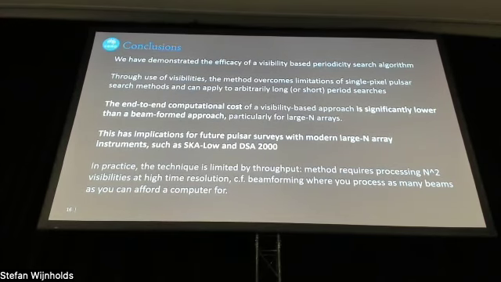Through the use of those visibilities, the method overcomes all the sorts of limitations you get with single pixel pulsar search methods like beamforming or single dish. You can apply it to arbitrarily long and short period searches as long as you can handle the throughput that you need, or if you can store baseband data, to work with whatever time resolution you like. So the end-to-end computational cost of this method can be orders of magnitude better than a beamform approach, particularly for large N arrays. So that has obvious implications and considerations for new modern large N array instruments.